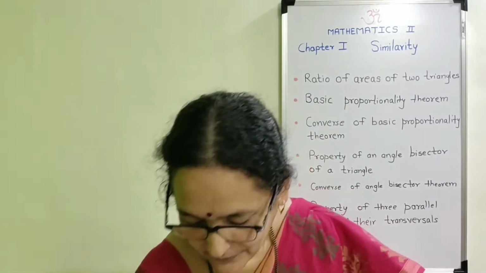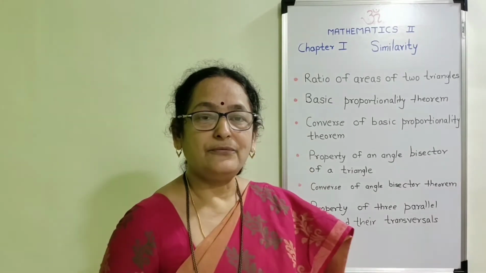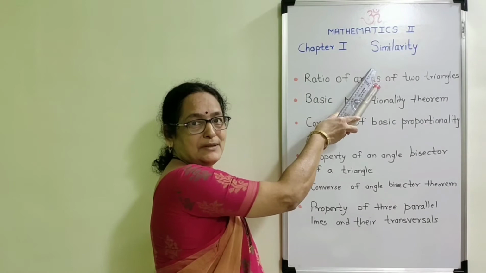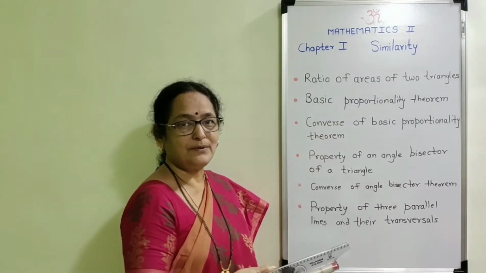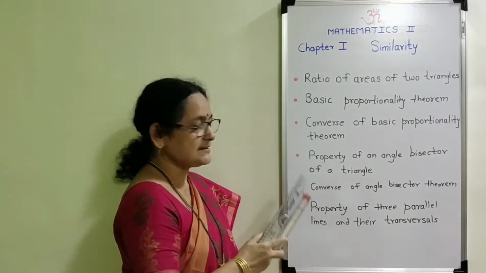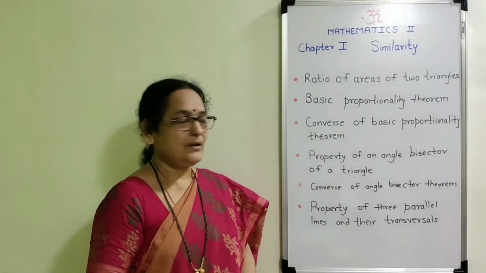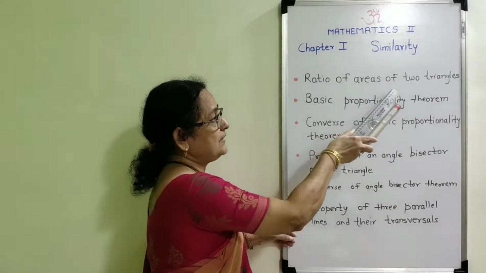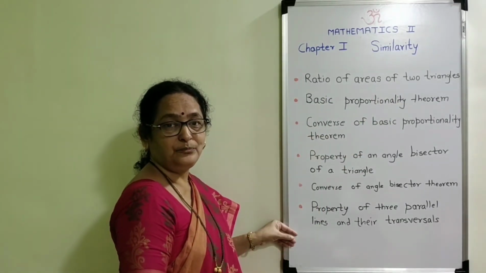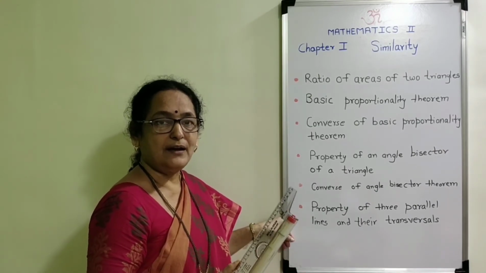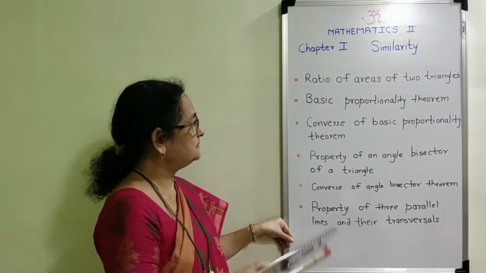Now today we are going to start our first chapter in Mathematics 2, that is similarity. In this chapter we are going to learn some basic concepts in geometry. First of all, we are going to learn the ratio of areas of two triangles. Three different properties related to this point are explained in our textbook.